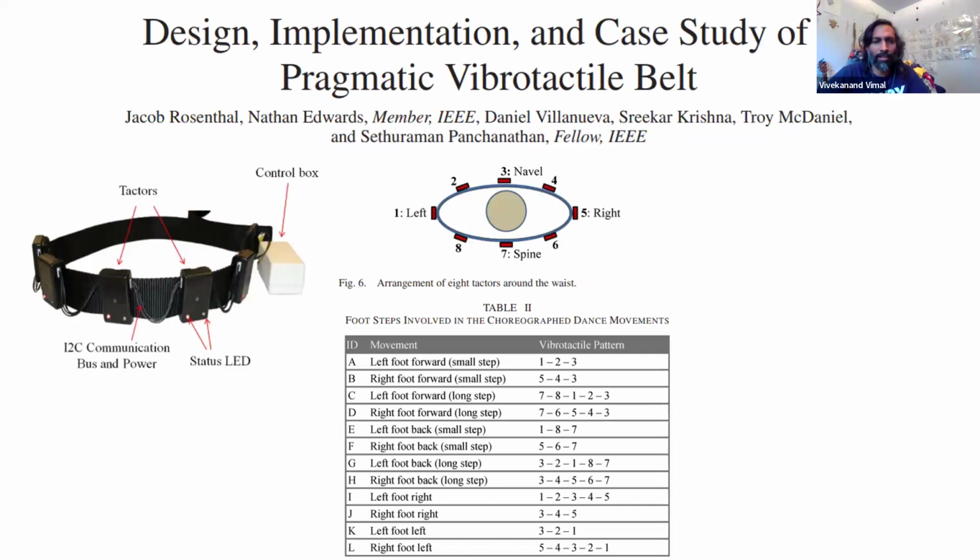Another paper looked at the design, implementation, and a case study of what they call a pragmatic vibrotactile belt. It was just a belt with these tactors, little vibrating things that would probably go around the waist. They had 8 of these, and they had vibrotactile patterns that would designate different movements. For example, 1, 2, 3 would mean left foot forward, a small step, and another pattern would mean right foot forward. It was an interesting idea of coding different patterns, which then result in different dance movements.